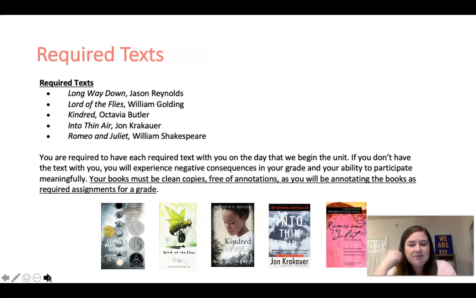So required text for the year, we're going to start with Long Way Down next week. Then we'll read Lord of the Flies. Second semester, we'll read Kindred, Into Thin Air, and Romeo and Juliet. Most important thing is that you need to have each text with you on the day that we begin the unit. So starting next Monday, you need to, not Monday, it's Labor Day. Starting next Tuesday, you need to have Long Way Down with you. I will overwhelm you with reminders to make sure that you have your copy of the book. I'll give you the link to be able to buy it on Amazon multiple times in multiple places, but it's your responsibility to make sure that you have a clean copy of the book because we will be annotating them and I'll be grading them.